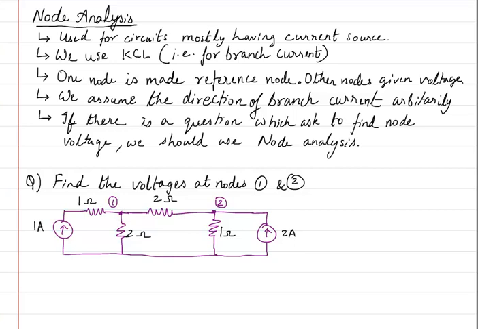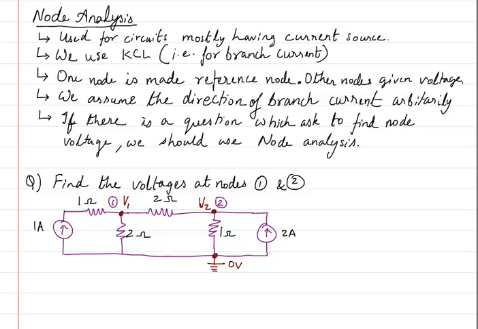The first step that we do is we mark the nodes. So here it's already marked. This is the first node. So I will mark this as node with a voltage V1. Similarly, this node I will mark with a voltage V2. The third node I can draw anywhere. Let me draw it here. And it is grounded. So it means this is 0 volt.